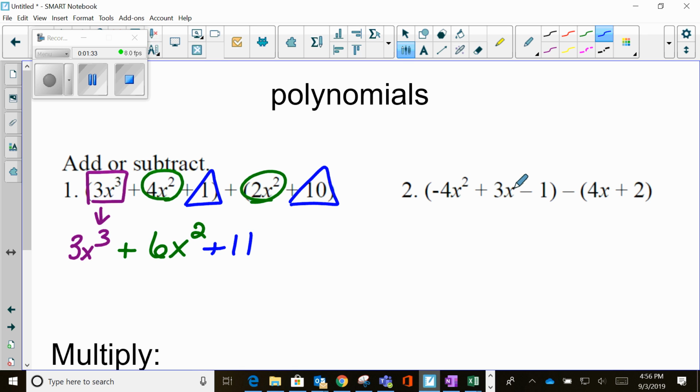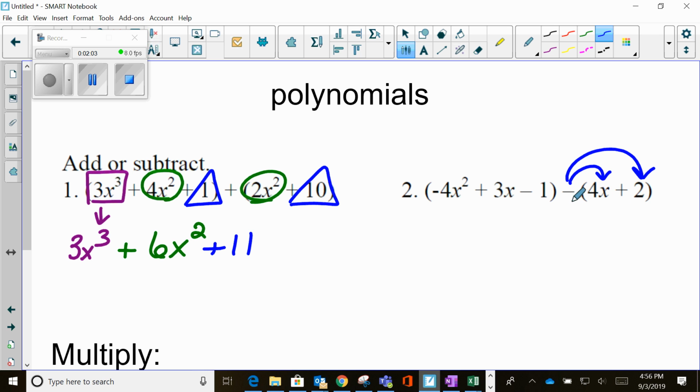As I move over to number 2, I have a subtraction sign. So this time I'm taking a trinomial and I am subtracting the binomial. But the one thing you have to remember is that you're subtracting everything inside the binomial from the trinomial. So you are subtracting the 4x and you're subtracting the 2. So sometimes it's easiest to just go ahead and distribute the subtraction sign so that you don't forget that you are in a subtraction problem.